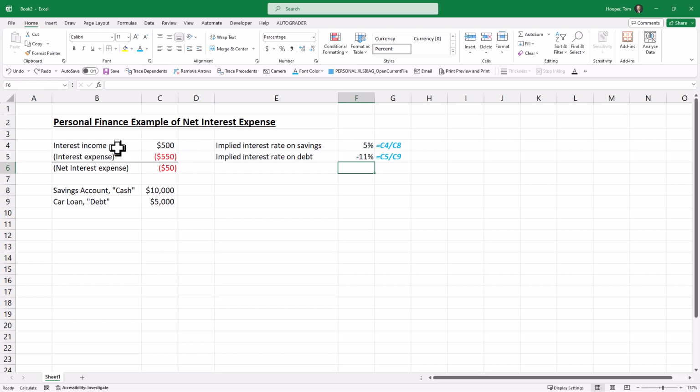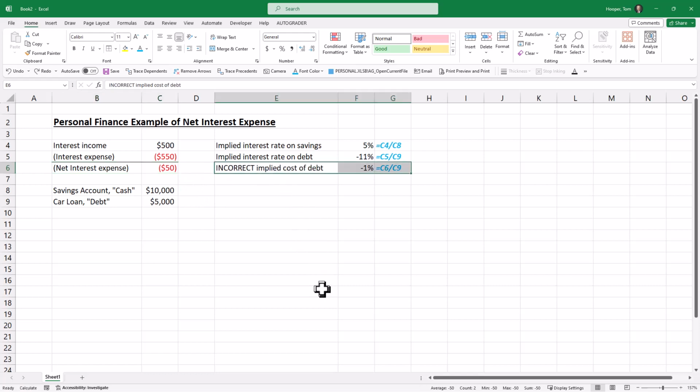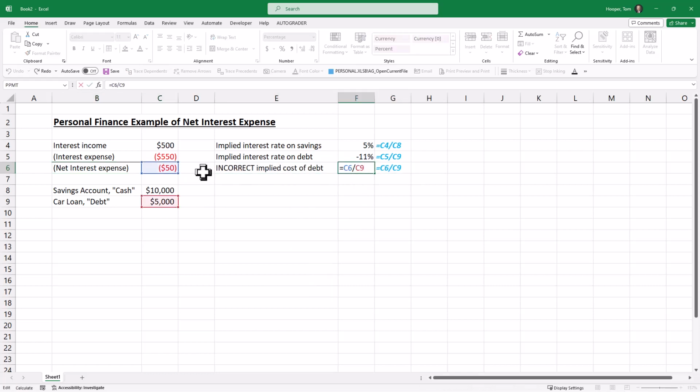Now, if I didn't have these two numbers, is there anything I could do with this one to learn anything? That'd make a great quiz question, and the answer is no. This is a completely worthless number. Reason being, if I tried to do anything with it, like divide the net interest expense by the debt or by anything else, I would get a completely meaningless number, like in this case, negative 1%.